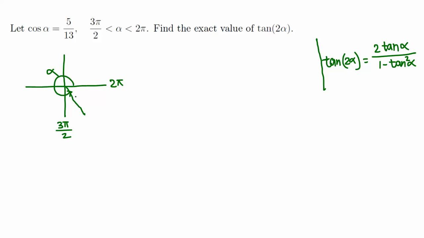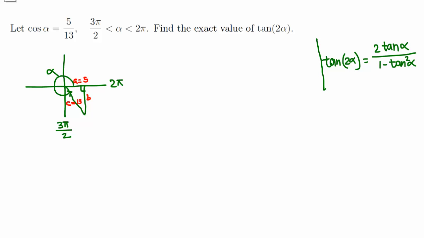Okay, so this is alpha, 5 over 13, that's the adjacent over hypotenuse. So adjacent, that's 5, over, this is 13. Let's draw a right triangle. This is 5 over 13, so that's 5, a equals 5, and this is r or c equals 13. Now we need to find this opposite, b.